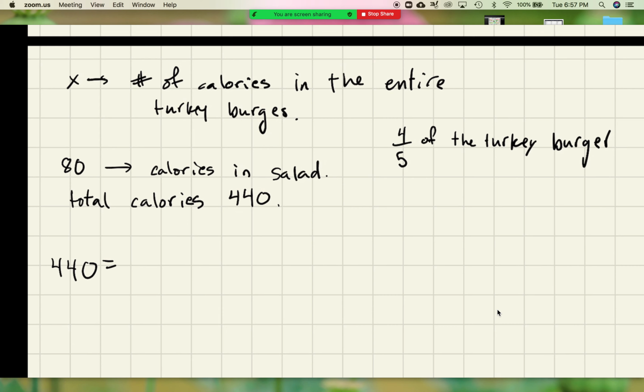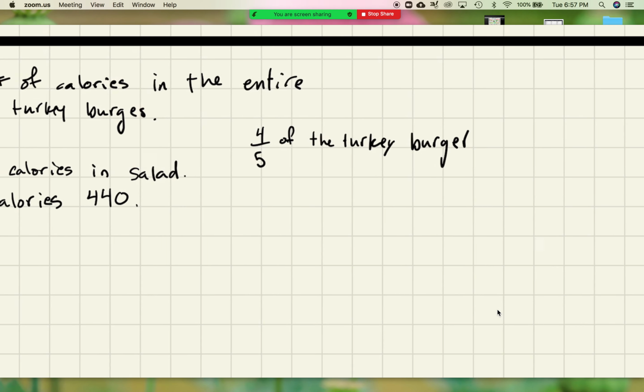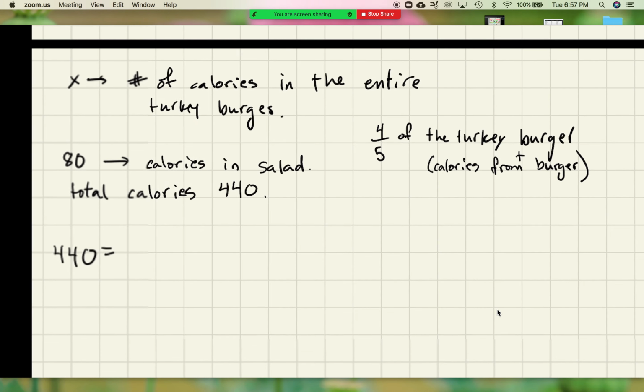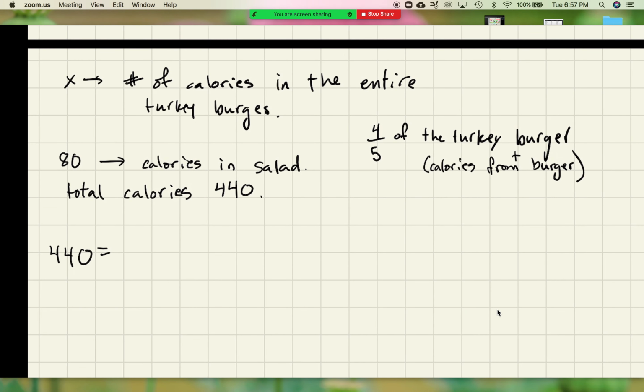Then the next thing is he ate 4/5 of the turkey burger, and we're thinking that's actually the same thing as 4/5 of the calories from the turkey burger, T burger. Does that make sense? He's eating 4/5 of the turkey burger, but he's also only getting 4/5 of the calories from the turkey burger because he didn't eat all of it. And the only reason I'm saying that is focusing on calories.